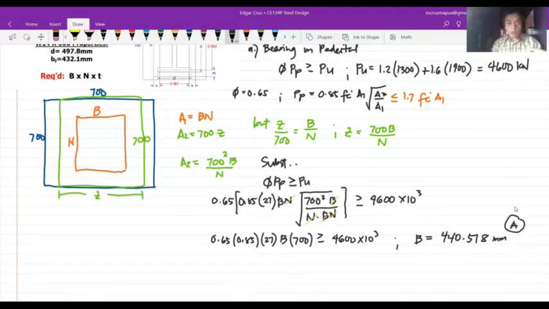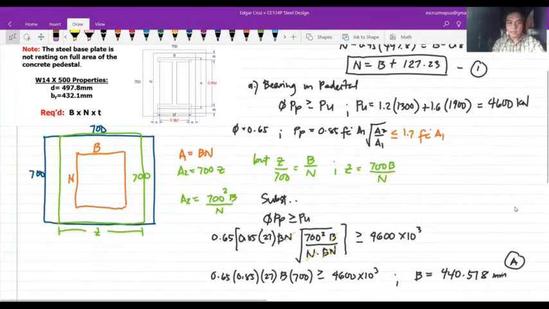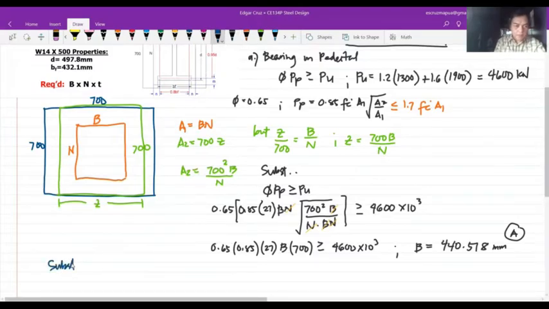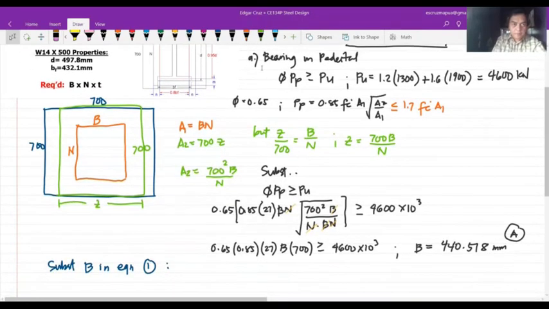Now, knowing B, babalikan ko yung first equation natin kanina, yung B plus 127.23. Okay, so let us substitute 127.23. Substitute B in equation 1. Okay, so ano yung equation 1 natin? We have N is equal to B. So that's N is equal to B.